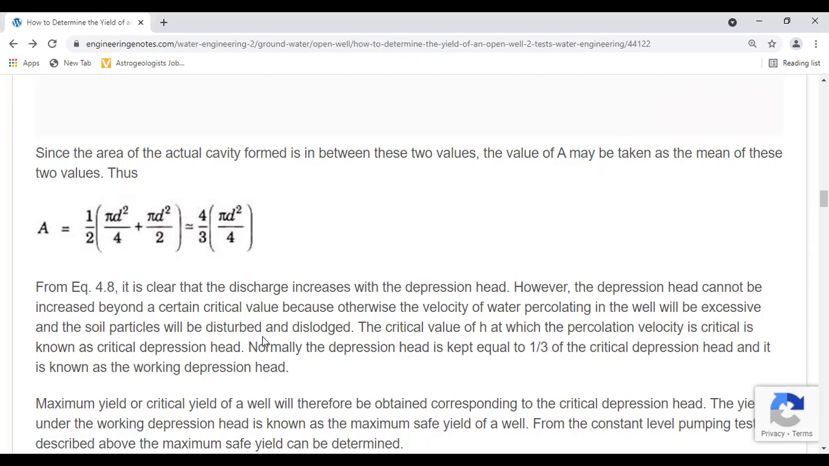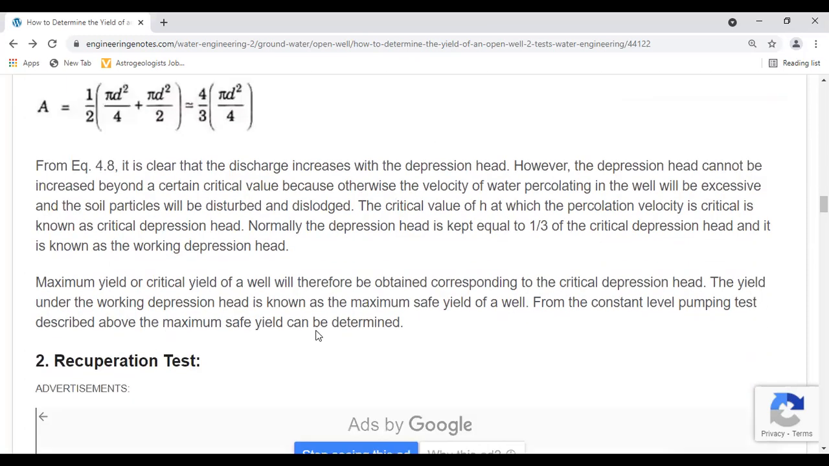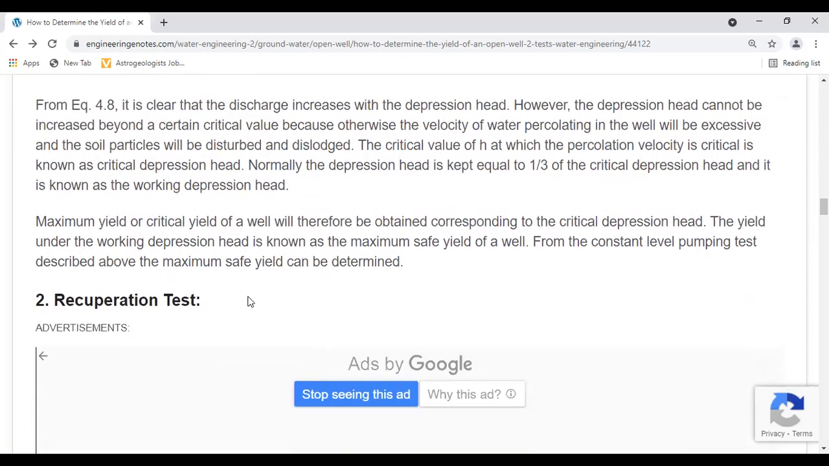Normally, the depression head is kept equal to 1 by 3 of the critical depression head, and it is known as the working depression head. Maximum yield or critical yield of a well will therefore be obtained corresponding to the critical depression head. The yield under the working depression head is known as the maximum safe yield of a well. From the constant level pumping test described above, the maximum safe yield can be determined.